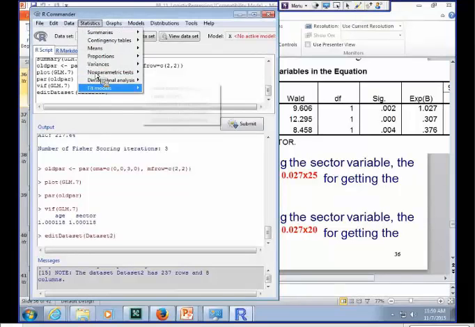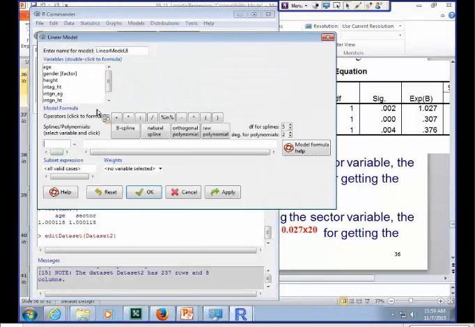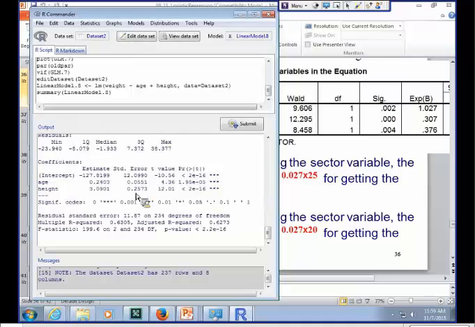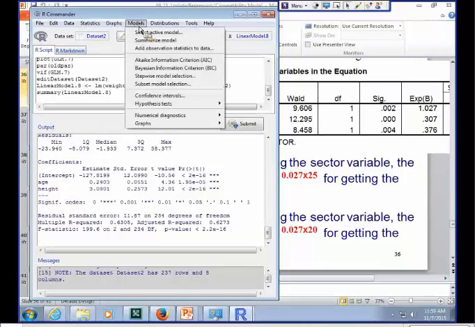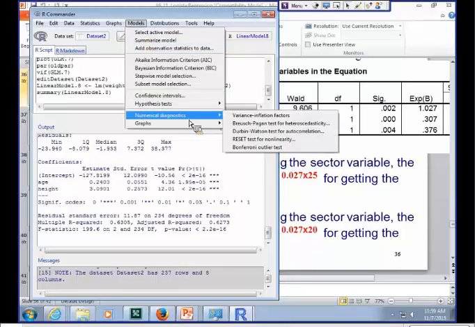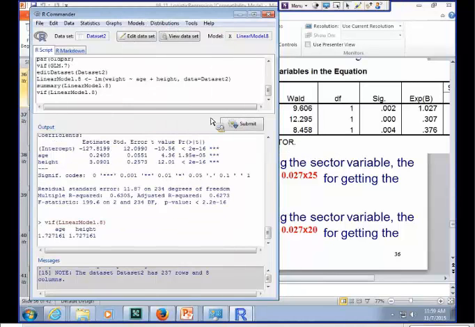If we run this regression, Statistics, Fit Model, Regression, we try to model the weight using age and height maybe, and click OK. So we ran the regression, right? And you want to check for multicollinearity, click Model, Numeric Diagnostics, Variance Inflation Factor. You get the variance inflation factor there, right? They're all less than 4, less than 10. So there's no variance inflation or collinearity problem.